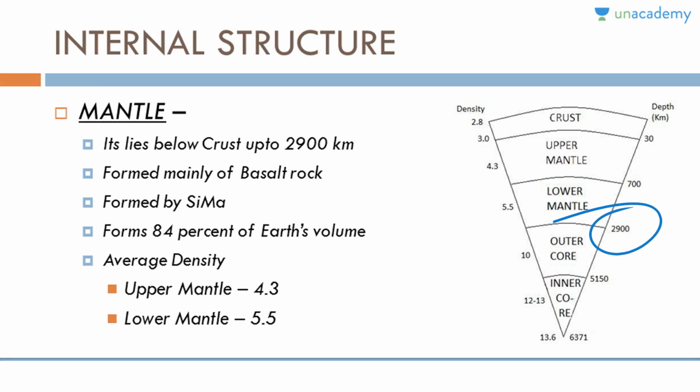The second layer is the mantle, which lies just below the crust up to 2900 kilometers. And it is formed mainly by basalt rock. This layer is composed of SIMA, and it forms 84% of Earth's volume. The average density of upper mantle is 4.3, and that of the lower mantle is 5.5.